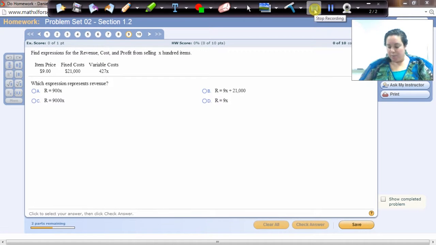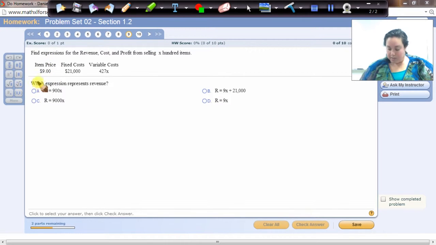Find expressions for the revenue, cost, and profit from selling X hundred items. So they give us the item price, the fixed cost, and the variable cost for each, and we're supposed to find revenue, cost, and profit.